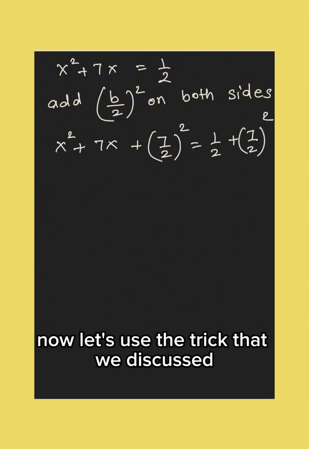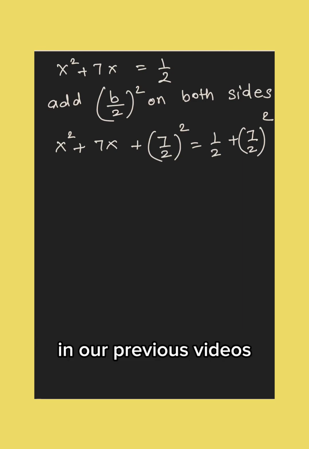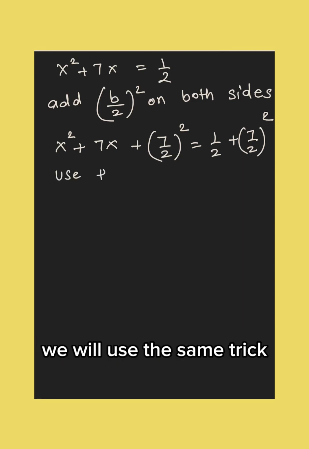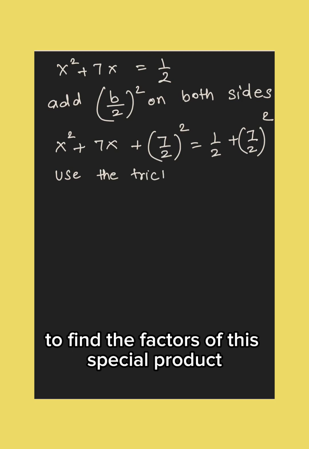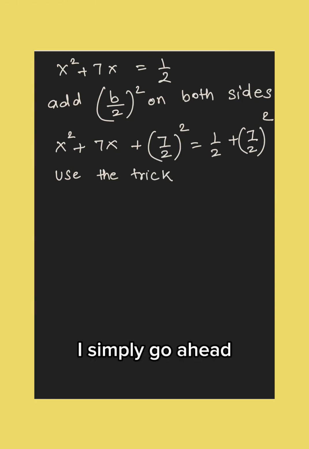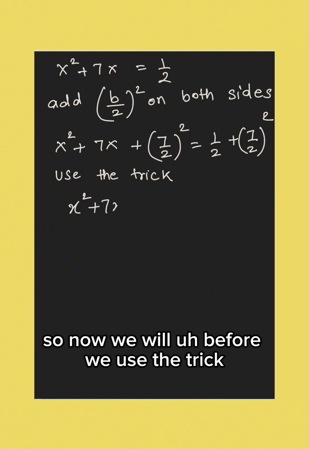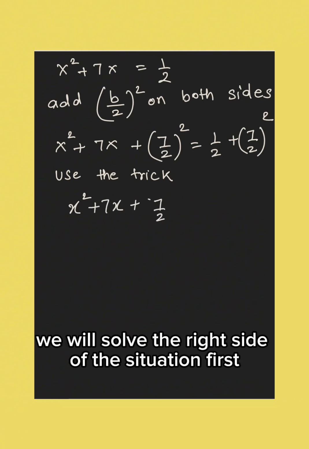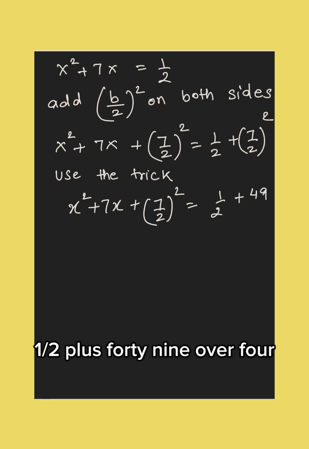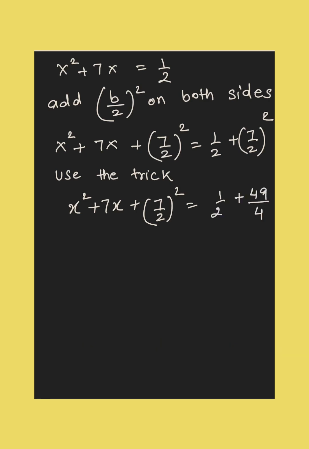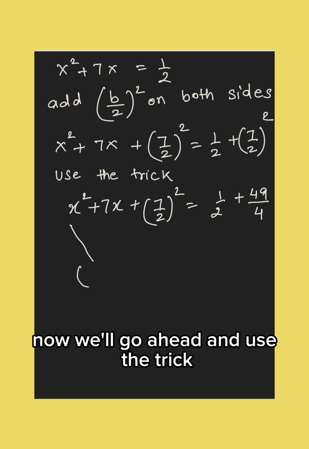Now let's use the trick that we discussed in our previous videos. We will use the same trick to find the factors of this special product. Before we use the trick, we will solve the right side of this equation first. 1/2 plus 49 over 4. Now we'll go ahead and use the trick.